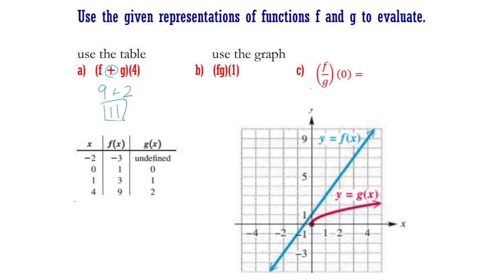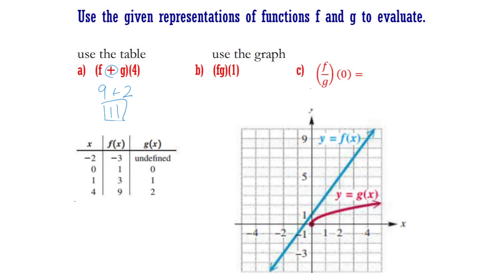Let's try that. So they want us to take f times g of 1. I'm kind of doing what I did before, but with a graph. I'm going to plug 1 into the f function, plug 1 into the g function, and then multiply those two together. So when I plug 1 into the f function here, that just means x is 1.